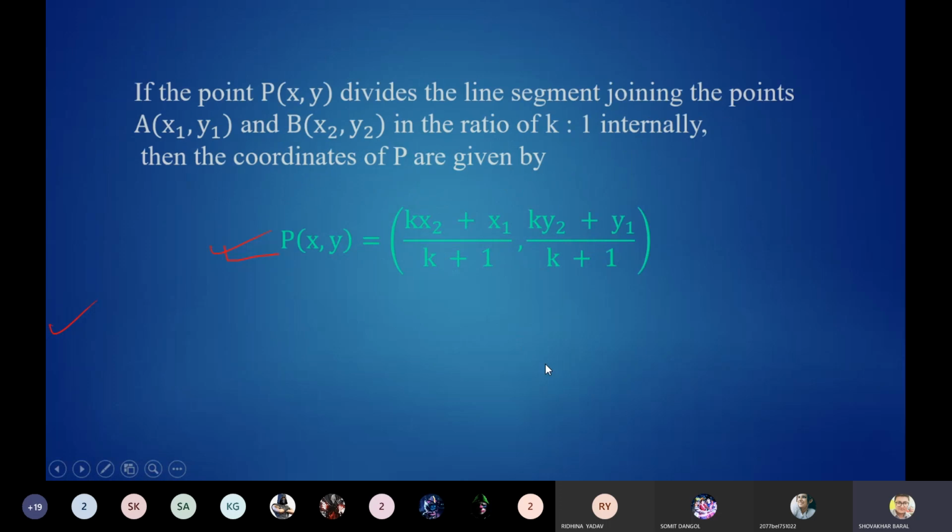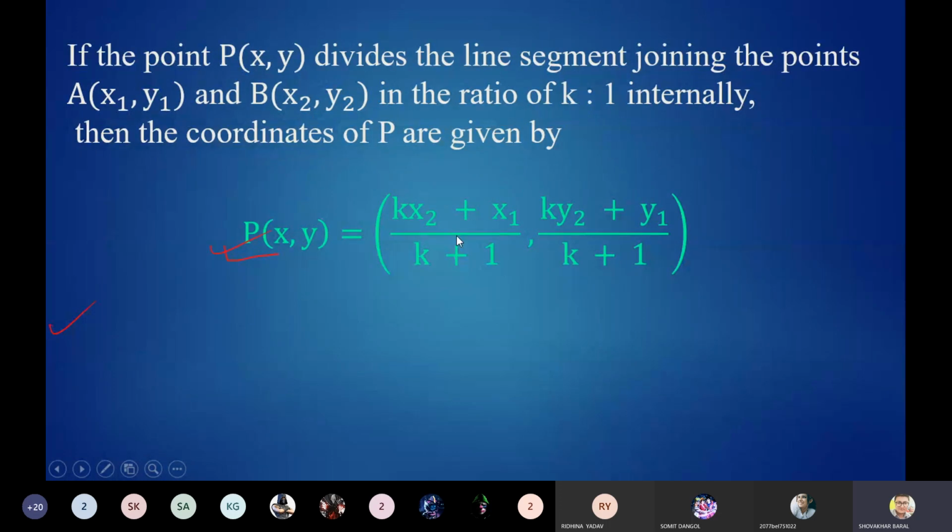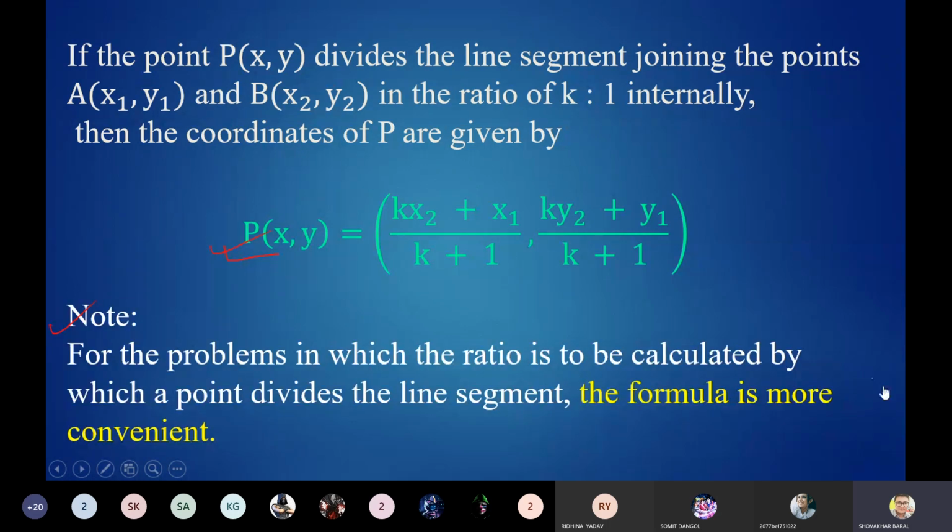And if we have to find the ratio in the internal division process, in which any point, suppose this is point P(x, y), divides A(x1, y1) and B(x2, y2) in any ratio, then if the question asks us to find the ratio, we will use this formula. For the problem in which the ratio is to be calculated in which a point divides the line segment, the formula mentioned here is more convenient to use to find the ratio.